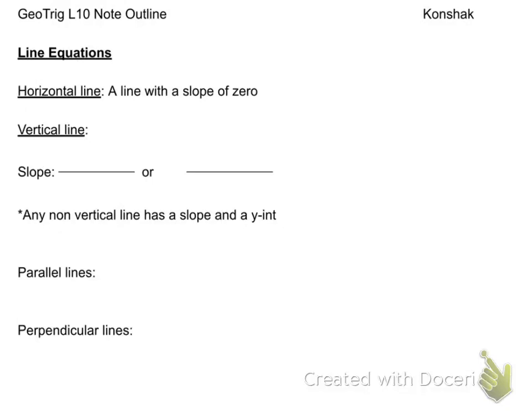Geotrig Lesson 10, Day 1. Part A is line equations. So, I got some things up here, some things I don't. First off, I got horizontal line. Horizontal lines are lines that have a slope of 0.